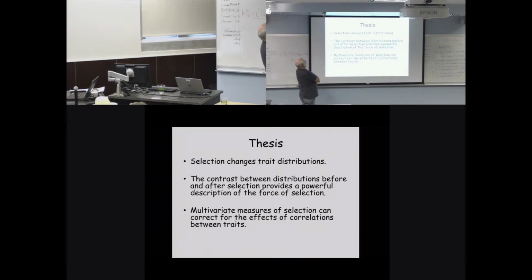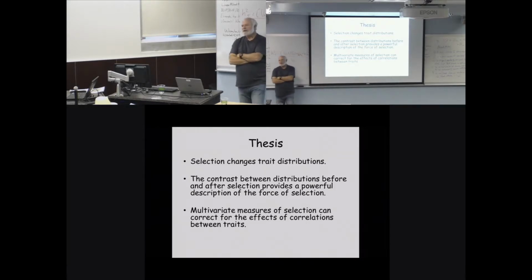Okay, so here's our thesis. Selection changes trait distributions. We talked about distributions before and after selection, and we're going to look at those distributions. Because of that first point, the contrast between distributions before and after selection provides a powerful description of selection. We're going to talk about that contrast, not the contrast between survivors and non-survivors, but the contrast between before and after. That's the more powerful statistical comparison. We're going to see why that's so.